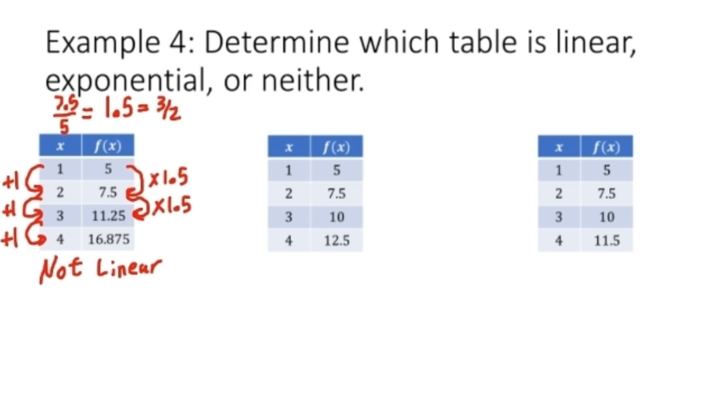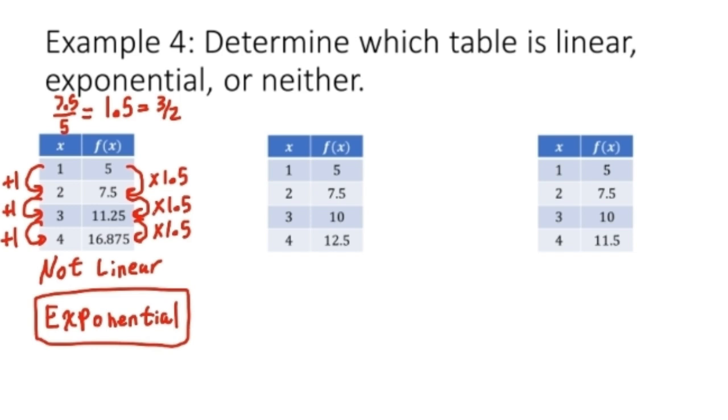But we do need to check the last function value. In order for our table now to be exponential, I would have to be able to multiply the 11.25 by 1.5 to get our last function value. Well, if we check with a calculator, 11.25 times 1.5 is 16.875. So our table represents an exponential function, since every time I change x by one value, my function value is changing by a factor of 1.5.